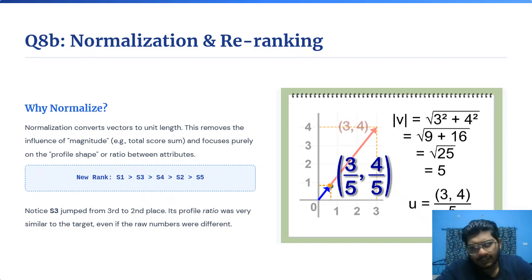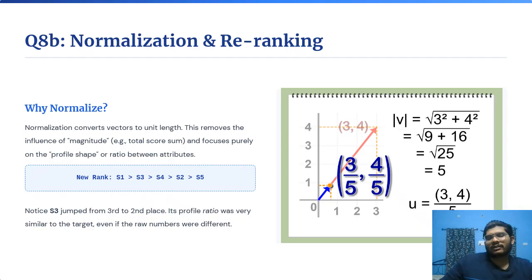And then the question arises, why normalization, why re-ranking, right? The first one is, what is normalization? Normalization converts the vector into unit length. This removes the influence of magnitude, the total score sum, and focuses purely on the profile shape, the ratio between attributes. Now notice how S3 jumped from third to second place. Its profile ratio was very similar to the target, even if the raw numbers were different. See, the raw numbers were different, raw numbers were high.